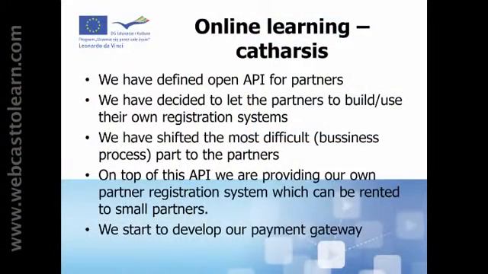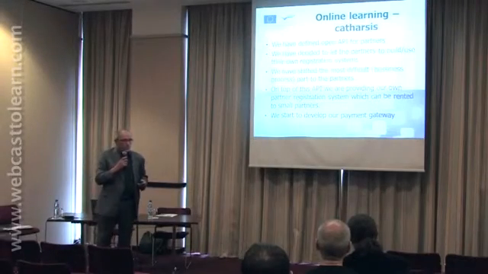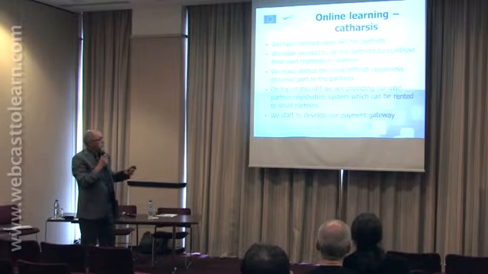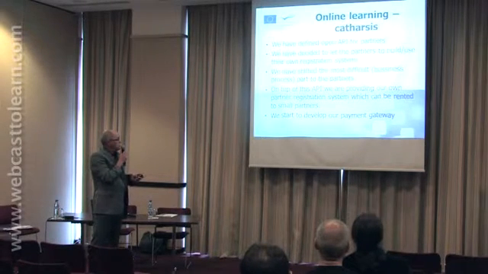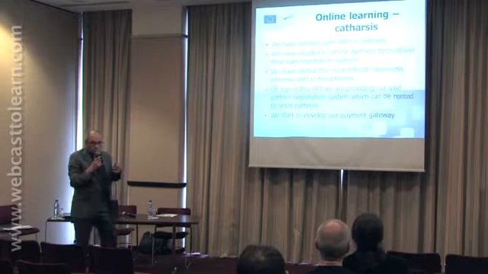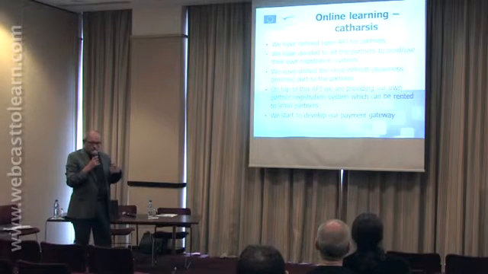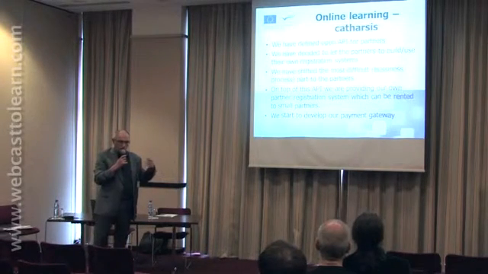And we started to solve it by defining open APIs for partners. API is, say, an interface between our system and their system. So we offered to the partners some information from our system online, and we let the partners include this information from our system in their system. So we shifted the most difficult part, payment, management, students, and so on, onto their shoulders, which is very important. And on top of this API, we started to build our own system for registration and management, which we can offer to smaller companies.